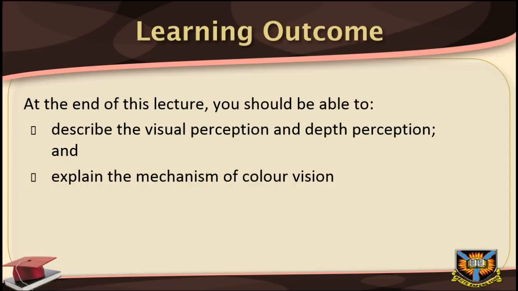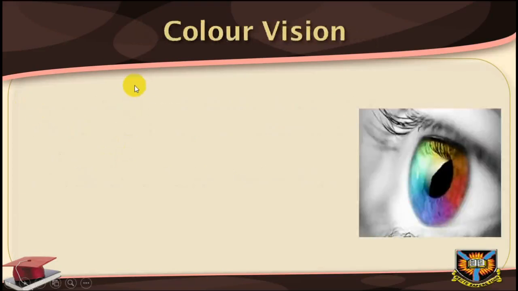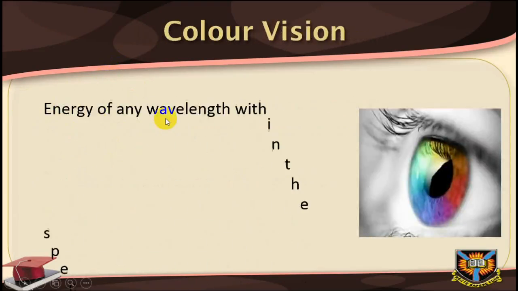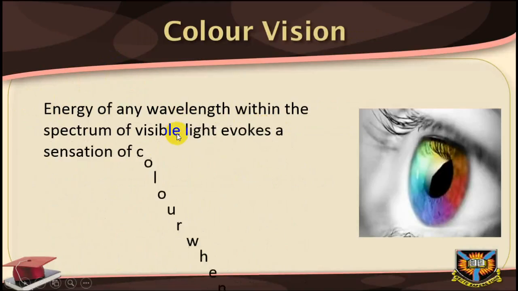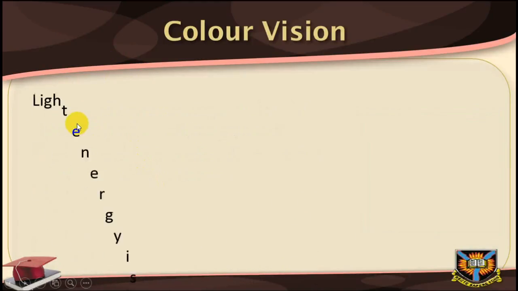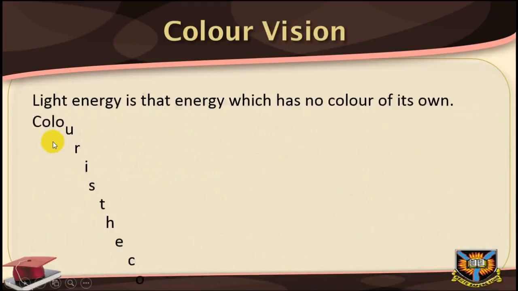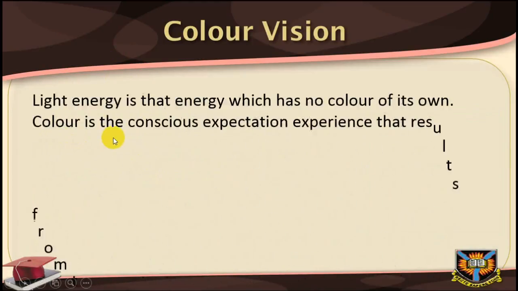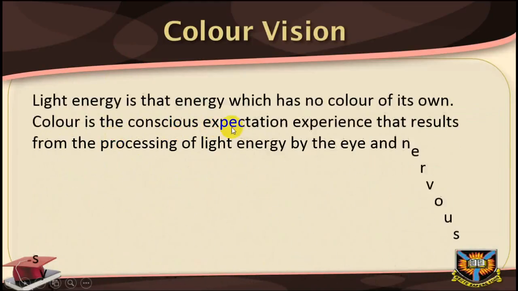Content. Color vision. Energy of any wavelength within the spectrum of visible light evokes a sensation of color when it stimulates the human visual system. Light energy is that energy which has no color of its own. Color is the conscious experience that results from the processing of light energy by the eye and nervous system.